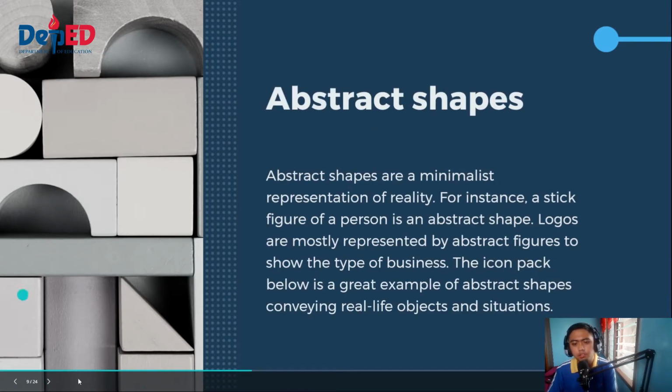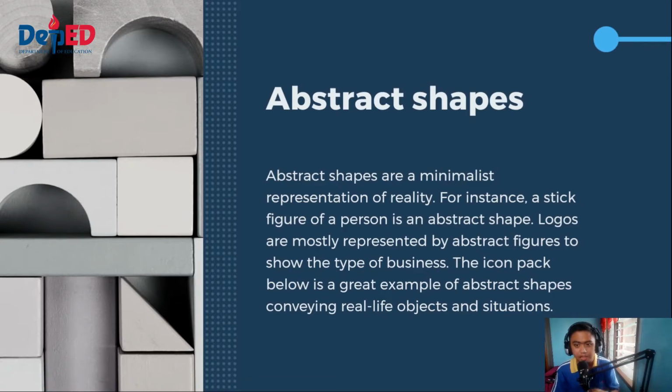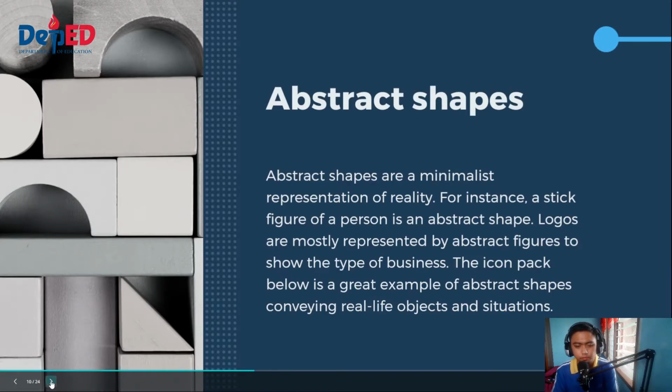And then we have abstract shapes. Abstract shapes are a minimalist representation of reality. For instance, a stick figure of a person is an abstract shape. Logos are mostly represented by abstract figures to show the type of business. The icon packs, or what we call glyph icons, that we use in developing software and websites are examples of abstract shapes.